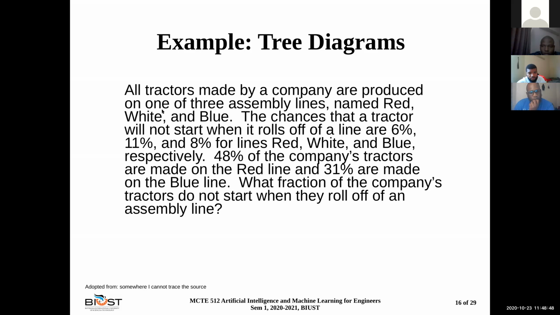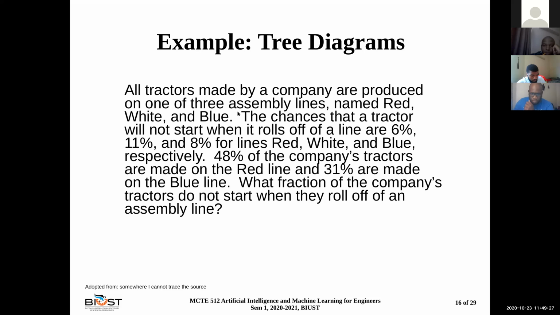Okay, so now we are looking at the total fraction of the defective tractors that are going outside the manufacturing company. But we are given information for each assembly line. So there are three assembly lines, and we are given the percentage of the tractors that are defective and will not start. That's all. It's just about starting anyway, not a very serious problem.